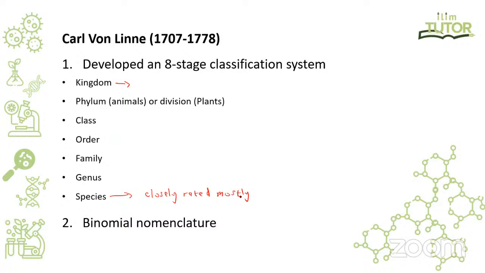So next, we move on to the binomial nomenclature. Now, if you look at this slide very well, you will see that there are 2 things that are credited to Carl von Linné. One is developing this 8-stage classification system, and secondly, the development of the binomial nomenclature. The word bi simply means 2. So when we talk about the binomial nomenclature, we are talking about a type of nomenclature that assigns two names to living organisms. So which names are we talking about?